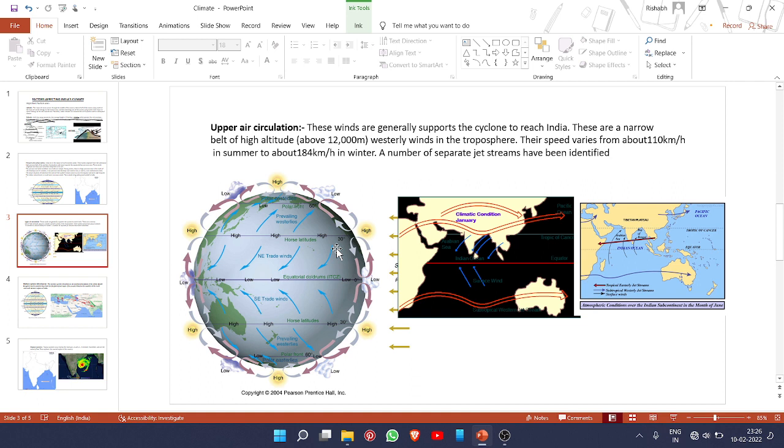Now, India receives two cyclonic rains. One cyclonic rain, that is monsoon. It is known to you. And the second cyclonic rain is the western disturbance. Regarding western disturbance, I do have one topic that we will discuss after this topic in the same video. But let us see here.